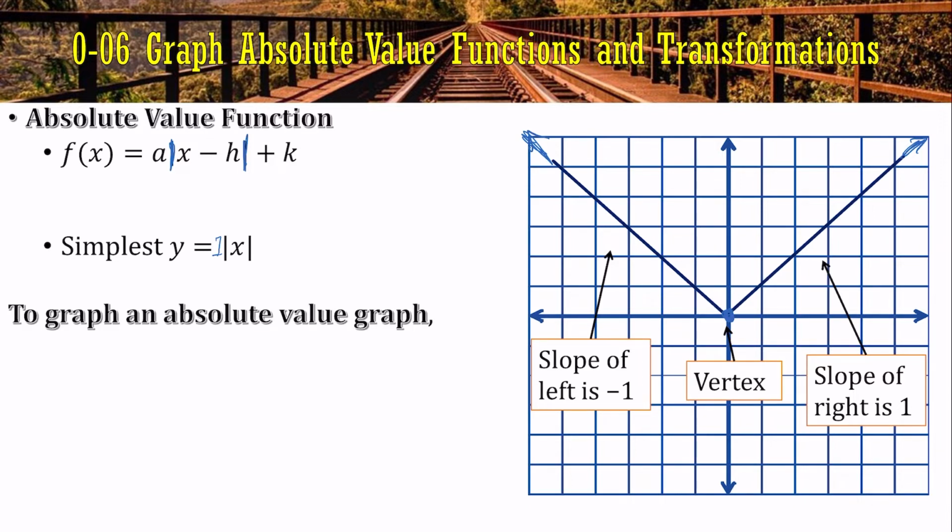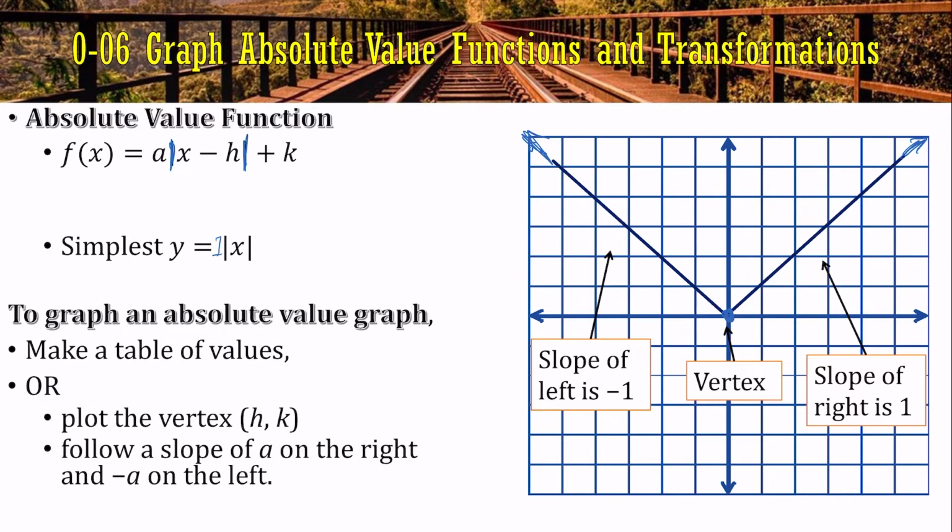So to graph an absolute value graph, you can always do the most basic type of graph by making a table of values. Just make sure you get the negatives also, so you get both sides of the V. Or you can plot the vertex and follow the slope of A on the right, and negative A on the left.